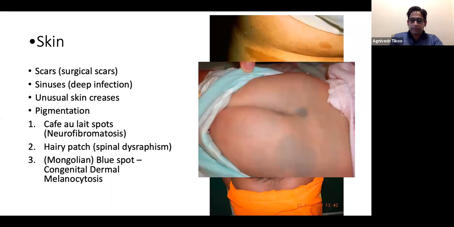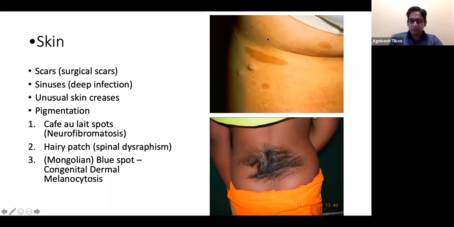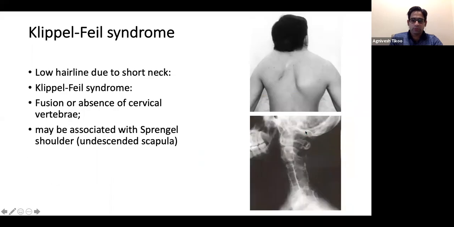You should not get confused with these tuft of hair or these with these Mongolian blue spots. So they are congenital dermal melanosis. They are benign and usually they disappear also. But these are not. You need to understand the difference between neurofibromatosis, such a tuft of hair, and versus these Mongolian blue spots.